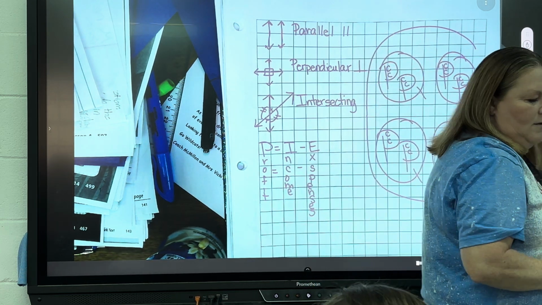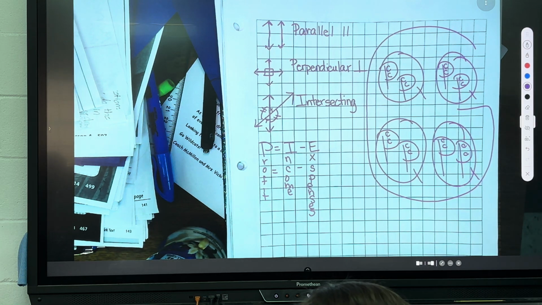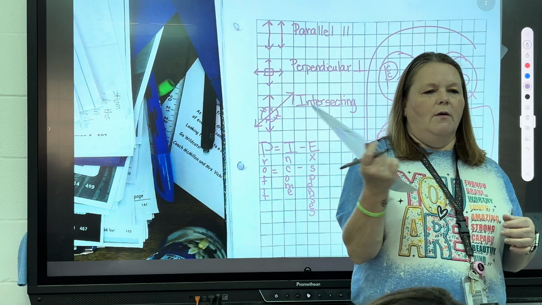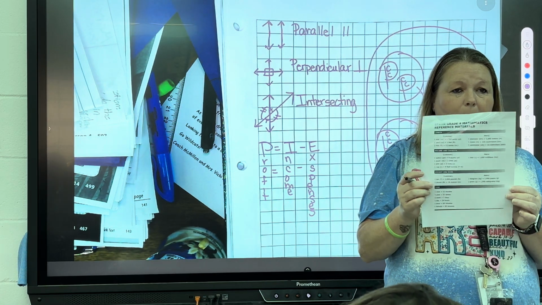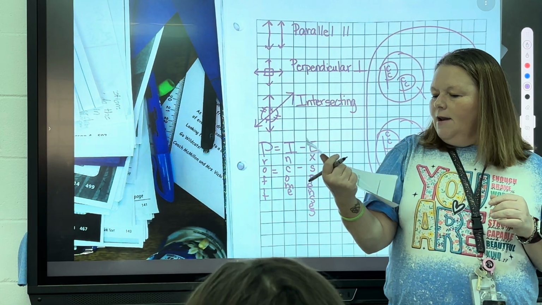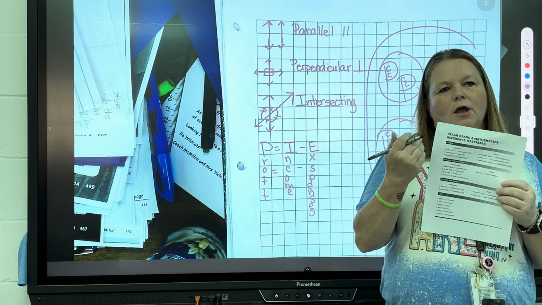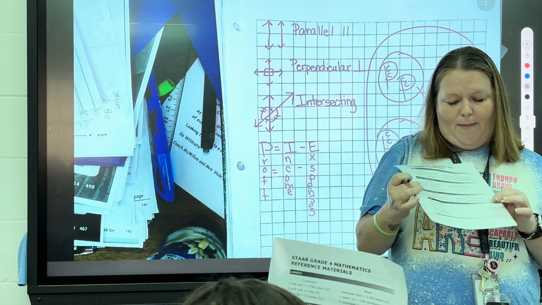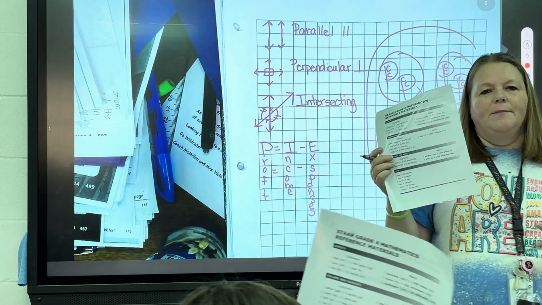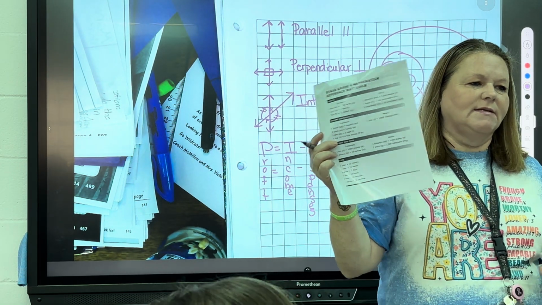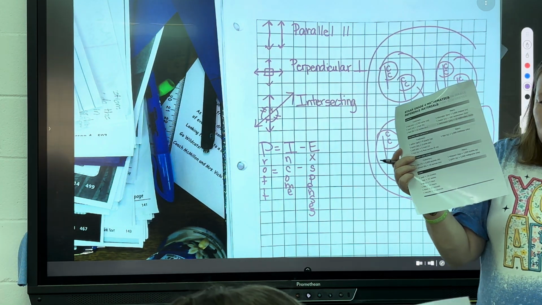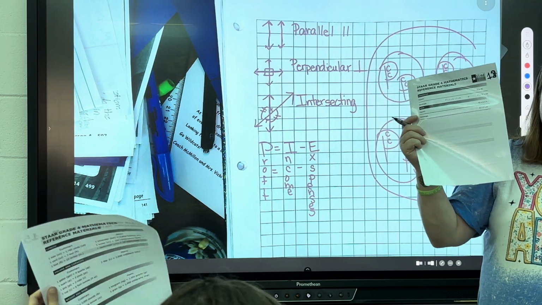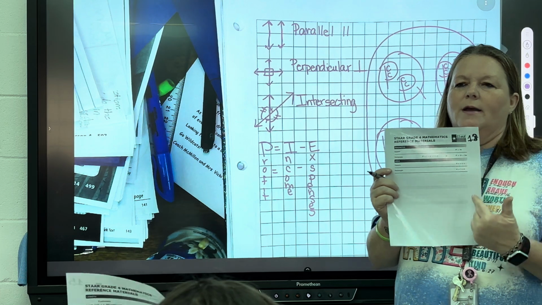Okay? So this information is also on your STAR reference chart that you always have access to, correct? Yes, ma'am. Okay? And it also breaks down on your chart your length, your weight and mass, and your time conversions. You always have access to this information. And then on the back of your chart has your formulas for perimeter and area.